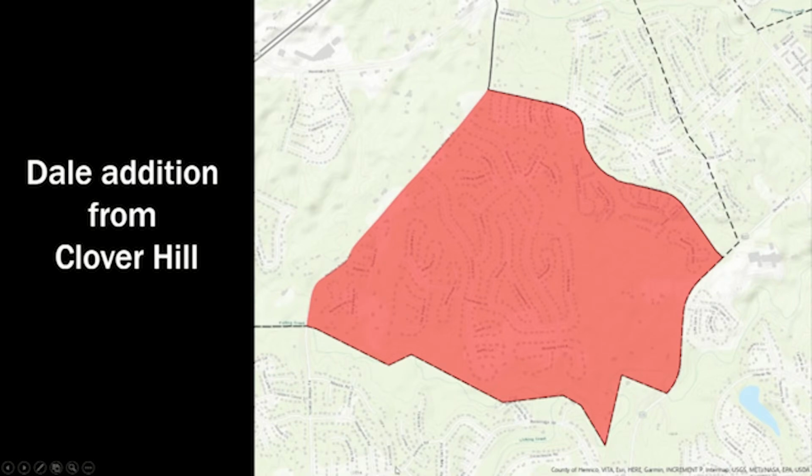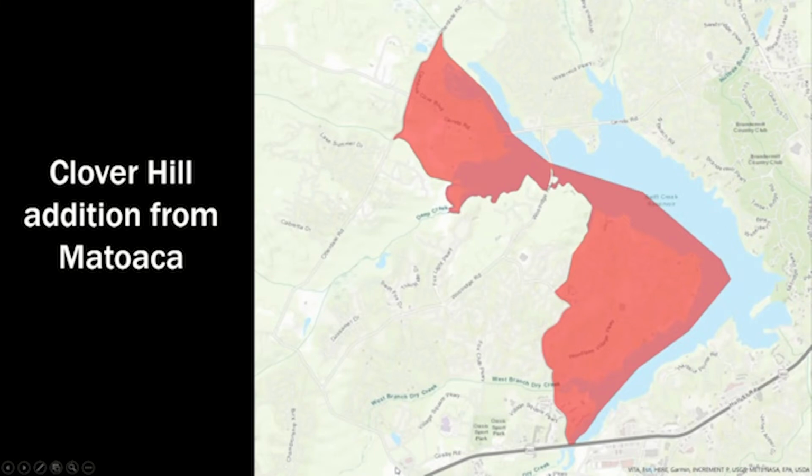Those adjustments would then require some other adjustments. This is really to account for the fact that Matoaca has to give up voters because it grew at a rate so much higher than the rest of the districts. A number of voters had to come from Matoaca, and Clover Hill correspondingly needs to pick up additional people. What I just talked about takes care of Dale. This would take care of Clover Hill and Matoaca simultaneously. It is a large portion of Wood Lake going up into what's called the Cambria Cove area. That would go to Clover Hill from Matoaca.